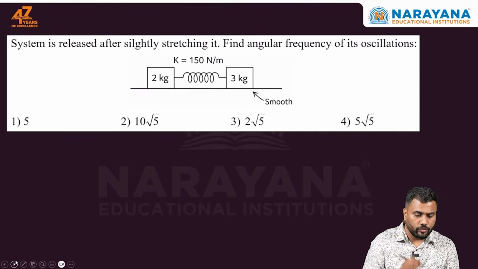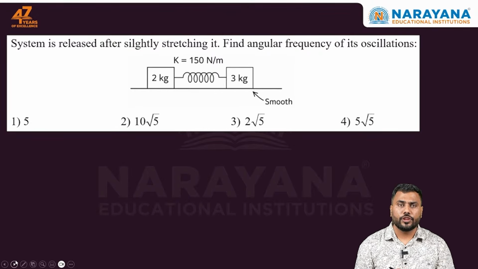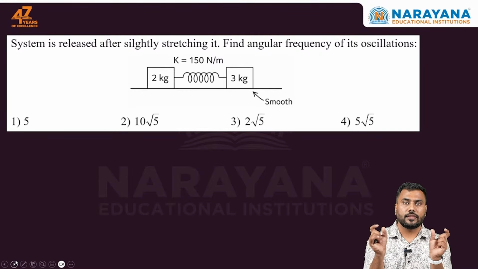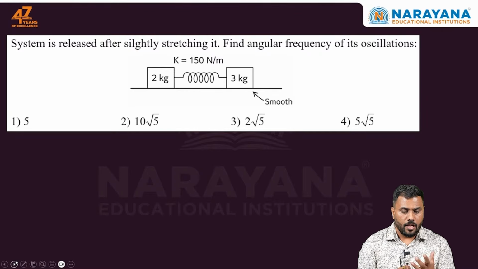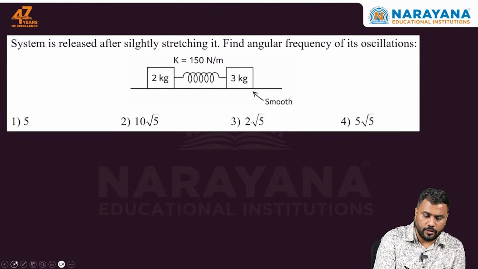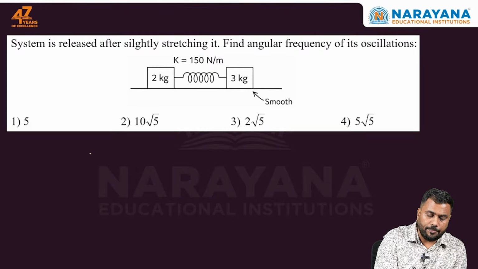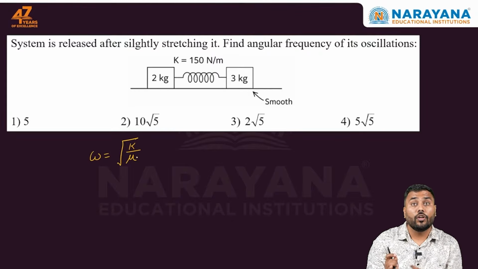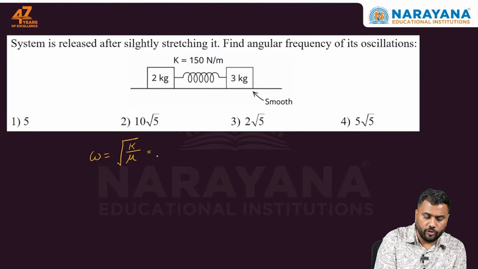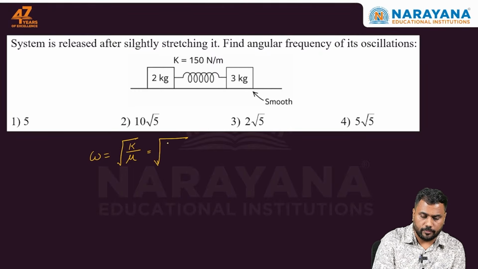Let us go to the next question. In this question, they are asking the angular frequency of oscillations of the system in which two masses are connected with the help of a spring. This is a very standard, very basic type of question that you have already seen in your work. For this type of question, the angular frequency of the system is given by root k by m. Here for the two block system, I am going to take the reduced mass. K given is 150 and the reduced mass will be the product of masses, 3 into 2, divided by the sum of masses, which will be 5.